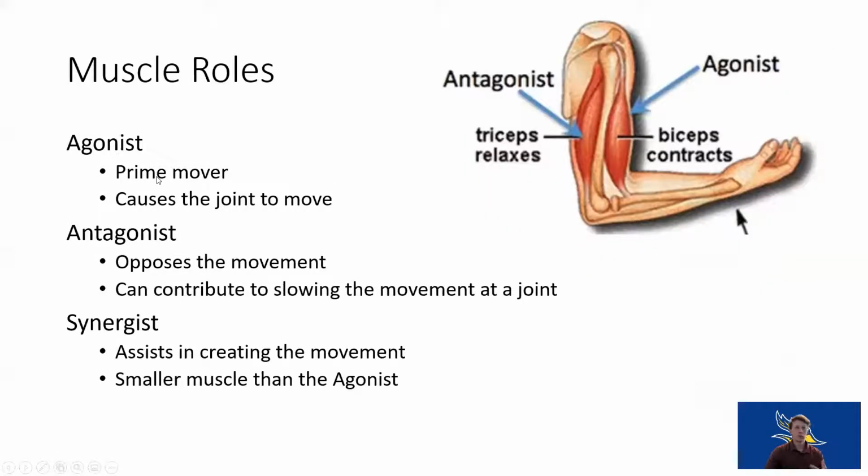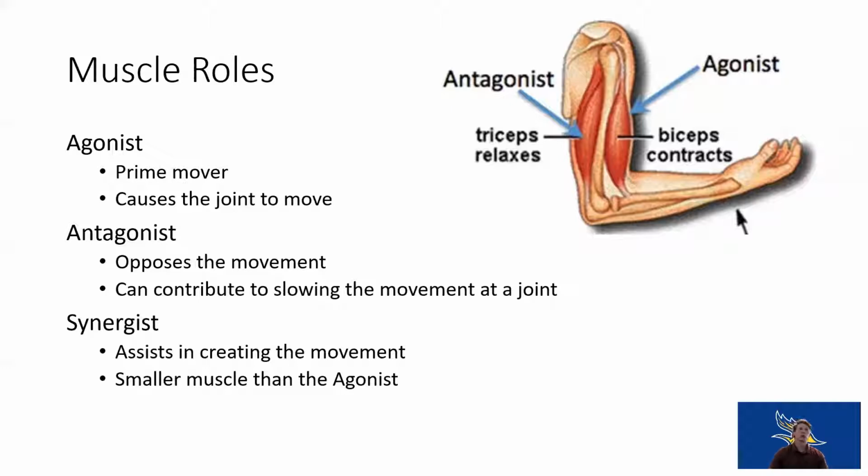Okay, muscles also play different roles. We have agonists or prime mover role. This is the muscle that is causing movement. So this muscle is creating movement. It's contracting to make the other bone move, to make the insertion bone move. The antagonist opposes movement, and it can do that by slowing movement at that joint.